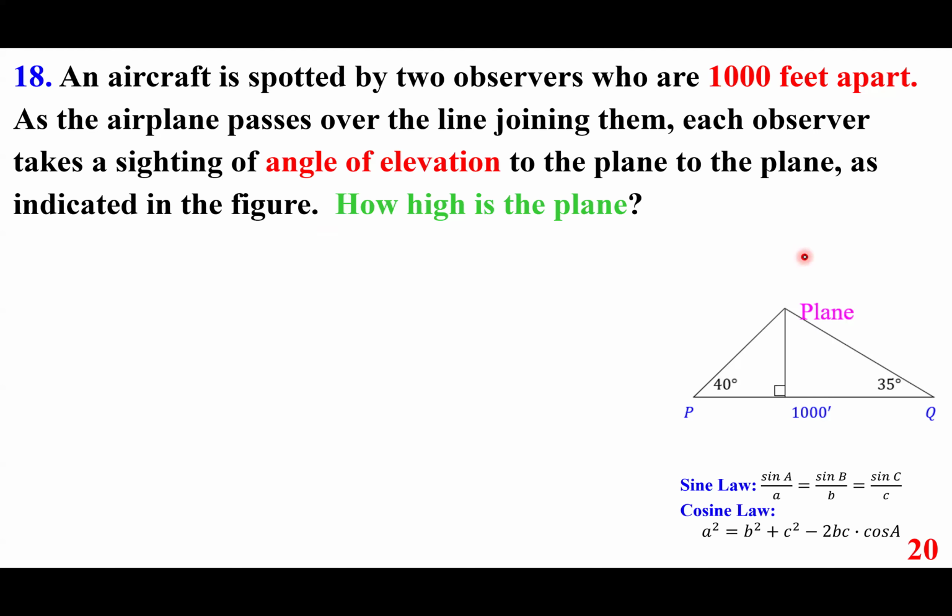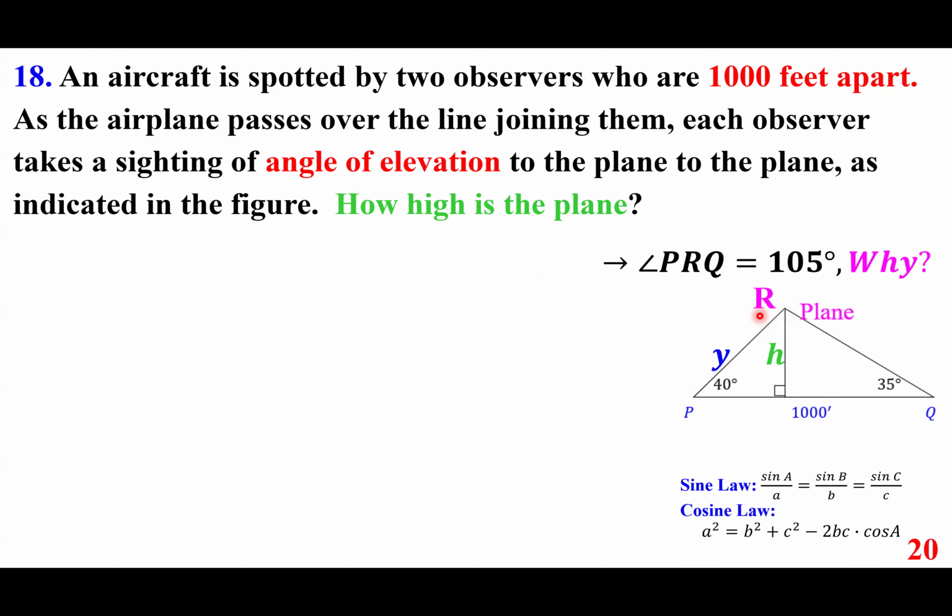So let's see what's going on here. First and foremost, we call this side y, this height which we are looking for h. And so the angle P or Q, this must be 105. Why is that? 40 plus 35, 75. Subtracted from 180 gives us this angle.